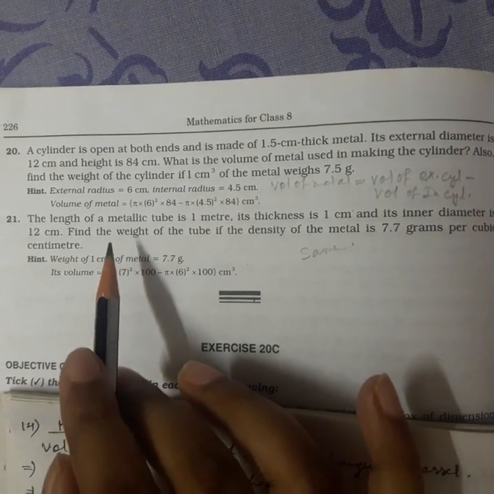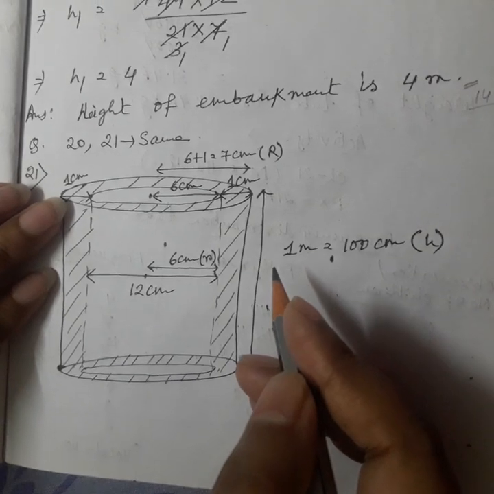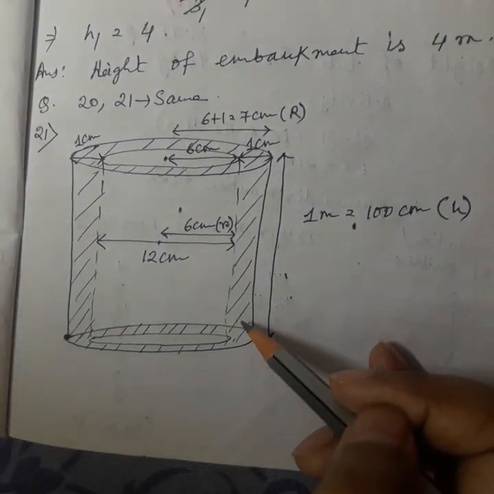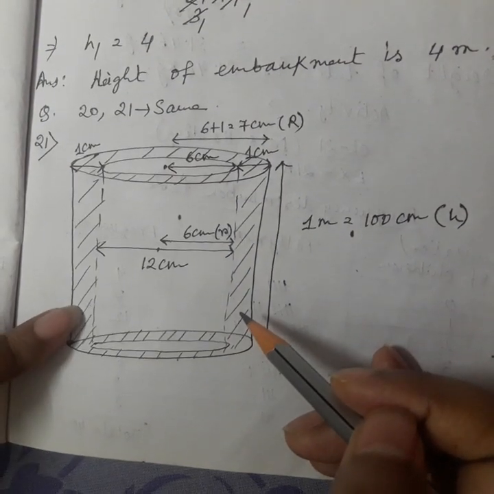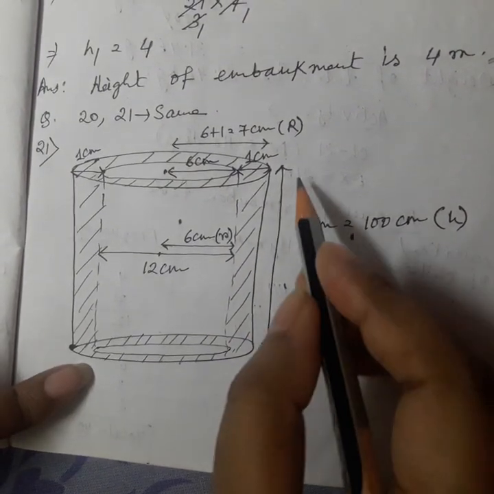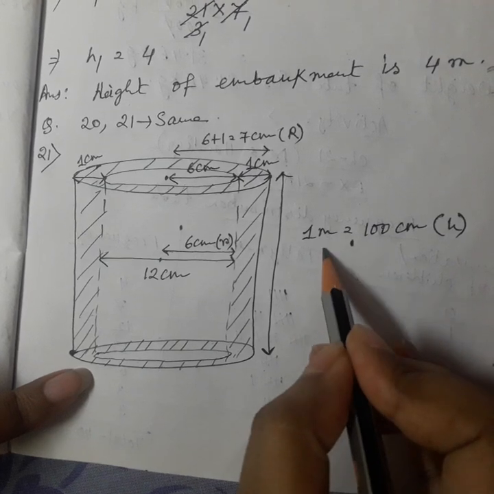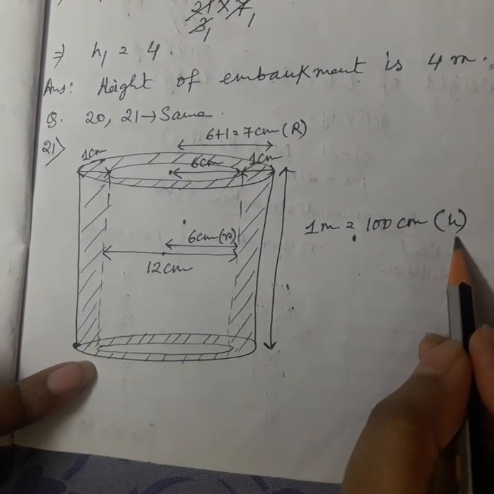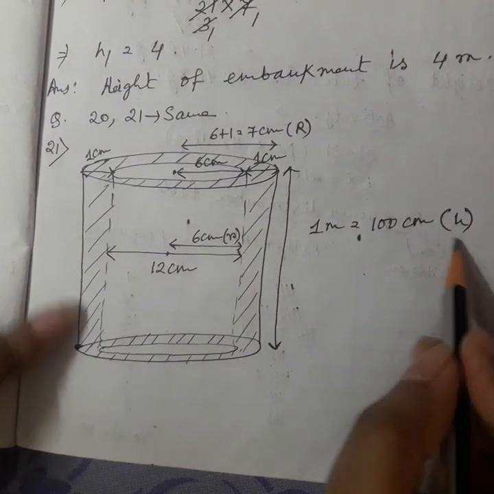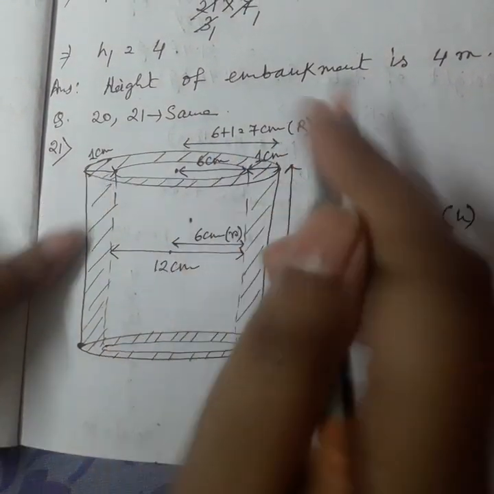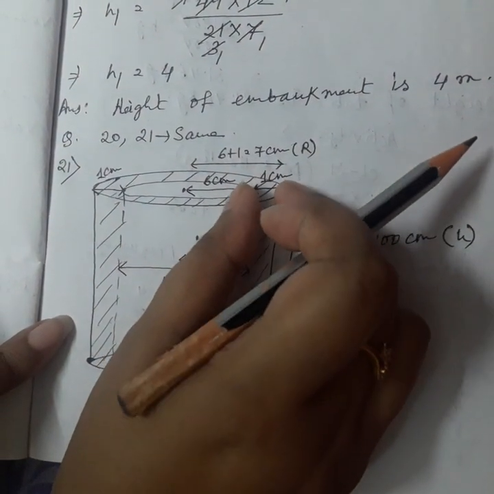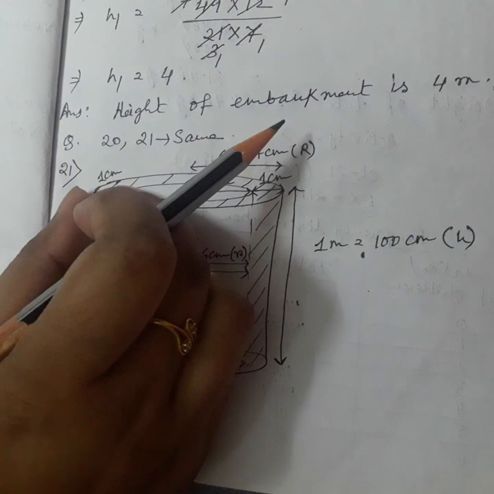It is given. If I draw the metallic tube, its shape will be a cylinder, so I have formed the figure as a cylinder. Now the length of the metallic tube is 1 meter. Length means height, so height is 1 meter, and I have converted it into centimeters. This is H I have taken. Its thickness is 1 centimeter. Thickness means this shaded portion, so that portion and that portion are 1 centimeter.